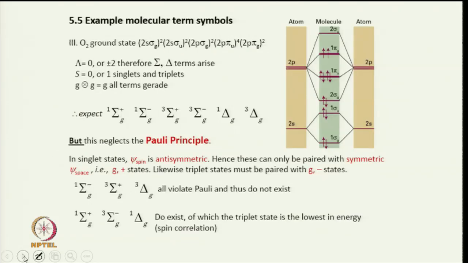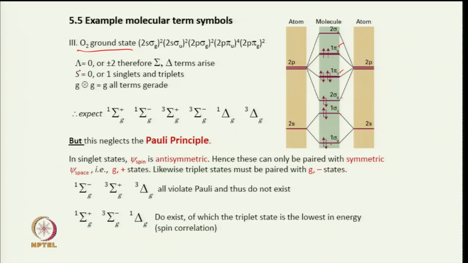We can look at the oxygen ground state. In oxygen, again 2 electrons in 1 sigma g, 2 electrons in 1 sigma u, 2 electrons in 2 sigma g, 4 electrons in pi u, and 2 electrons in pi g. So, this is the way you have the electron distribution in different molecular orbitals.